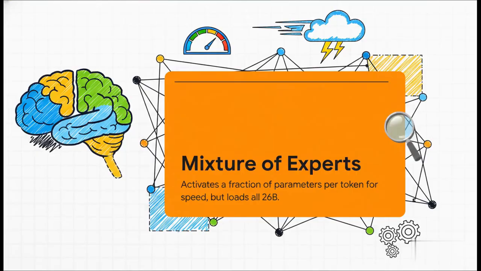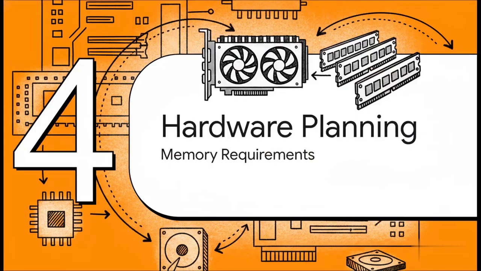Now, to keep inference speeds blazingly fast for things like real-time coding assistance, the 26B model uses a mixture of experts, or MoE, architecture. This is fascinating. When it generates a response, it doesn't use the whole brain. It only activates a fraction of its network, just about 3.8 to 4 billion parameters per token. That keeps the speed incredible. But, and this is a big but, it's totally vital to remember that all 26 billion parameters still have to be loaded into your memory so the model can rapidly route between them. Which brings us right to part 4, hardware and memory planning.